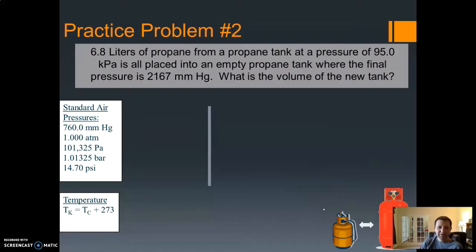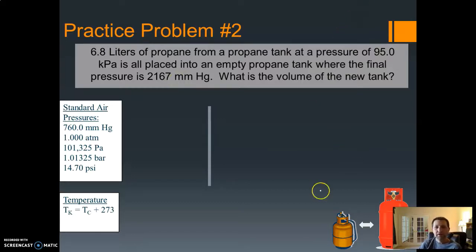All right, let's do number 2. Number 2, you have 6.8 liters of propane from a propane tank at a pressure of 95.0 kPa. So remember, Pa is pascals. K is what metric prefix? Well, it's kilo. So it's kilopascal. It's all placed into an empty propane tank where the final pressure is 2167 millimeters of mercury. What's the volume of the new tank?